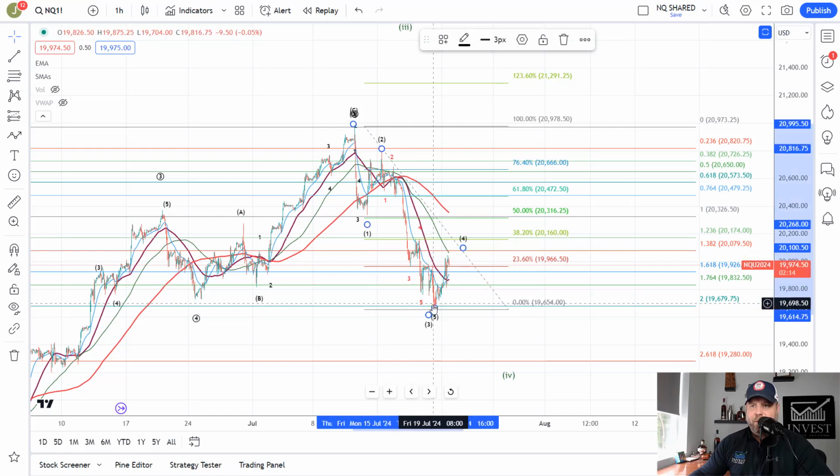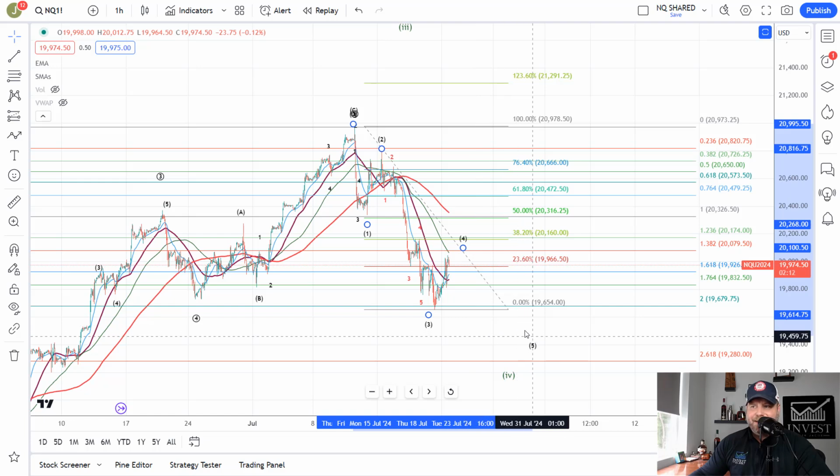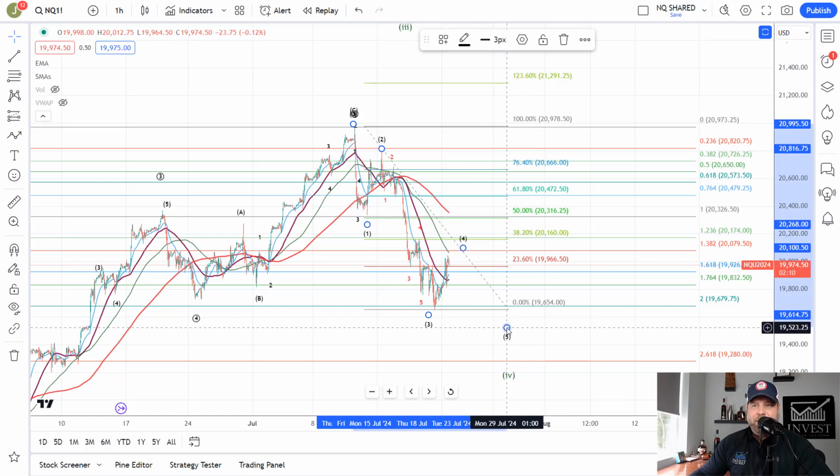We're looking for a wave 4 up and a wave 5 down to the 19,500 area. That would be a more complete wave 5. I would like that look a lot better than this current move down, if you get a 4 and a 5 down here.